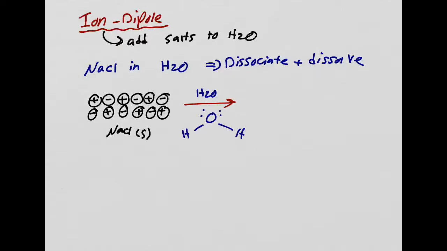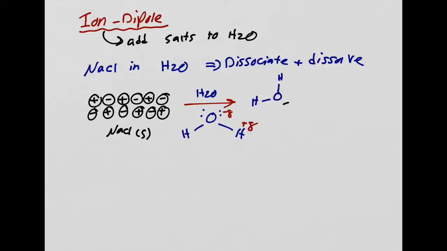Water is going to go and break up this nice NaCl. If you remember, oxygen is more electronegative. Hydrogen is less electronegative, so you're going to have a partial positive, oxygen partial negative, because oxygen is pulling all the electrons this way. So in reality, this is what's going on. The water is going to break that up.